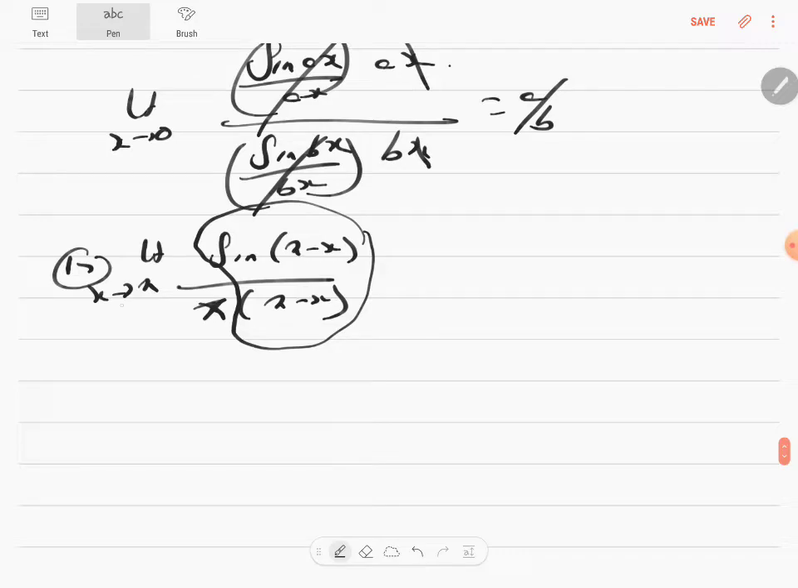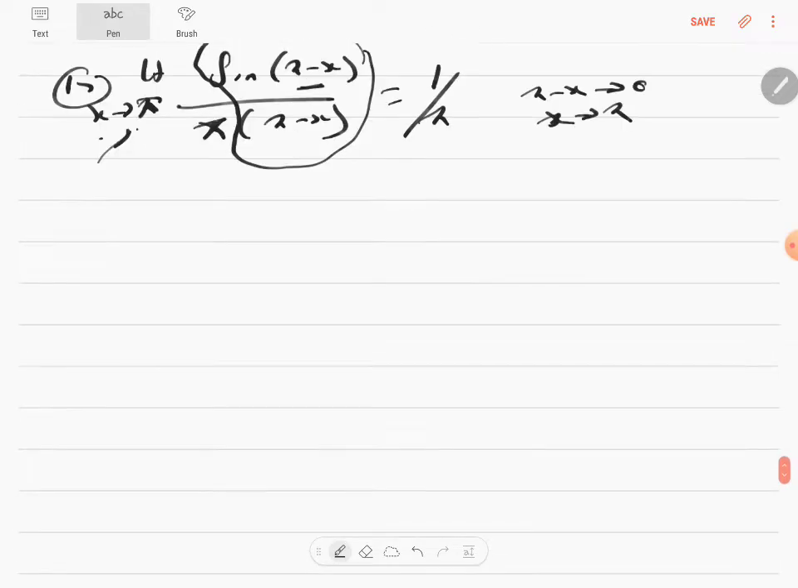Correct? But theta tends to 0 but x is tending to pi. What is theta in this sum? Pi minus x is tending to 0. So x will tend to pi only, correct? And sin theta by theta is 1. Therefore, the answer is 1 by pi. Are you clear? So let's go to the 16th question.